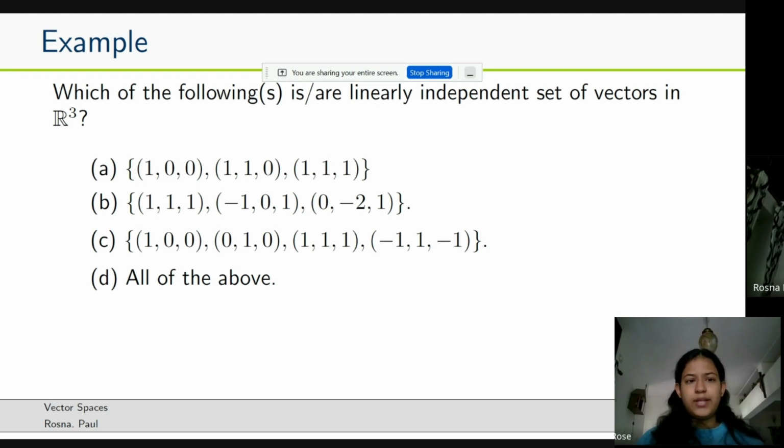Those who have understood the definition, please try it. Otherwise, I will also explain it afterwards.